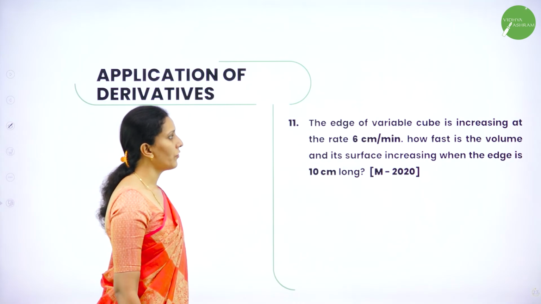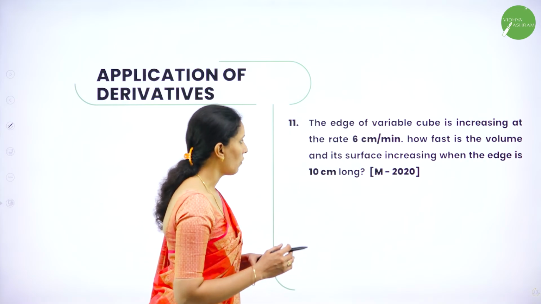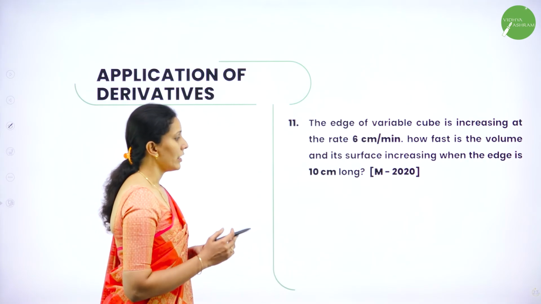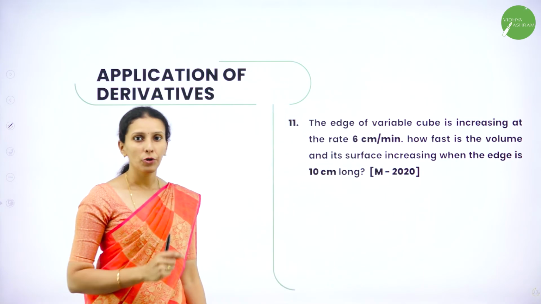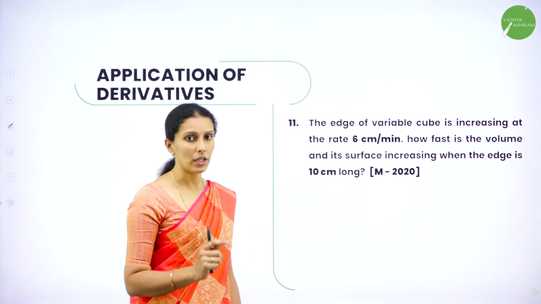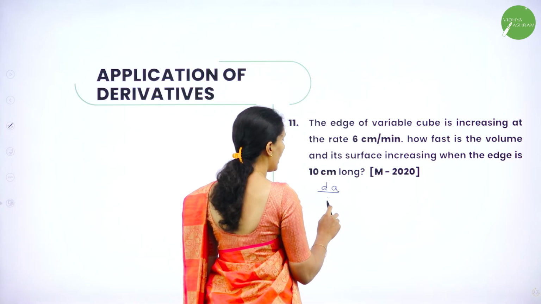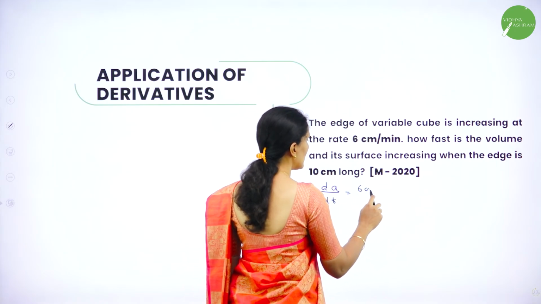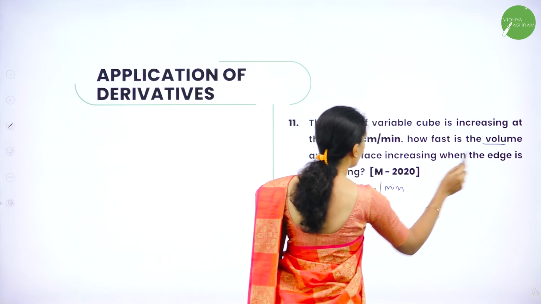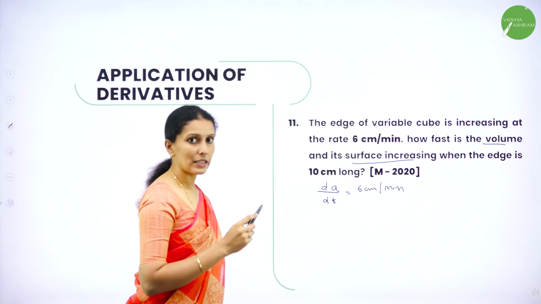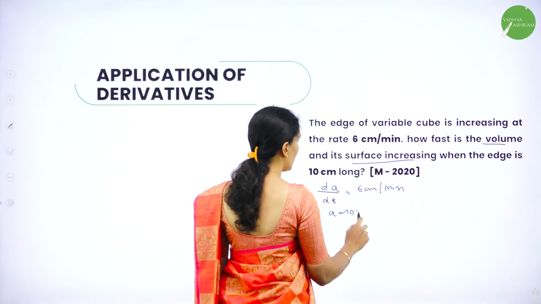Next one, the edge of a variable cube is increasing at the rate of 6 centimeter per minute. How fast is the volume and its surface area increasing when the edge is 10 centimeter long? So we know that an edge of a variable cube means a cube is a solid where all its edges are equal. Hence, I'll take the edge as a and the change in the edge with respect to time is given as 6 centimeter per minute. Now we need to calculate the change in volume and change in surface area when the edge is 10 centimeter long.